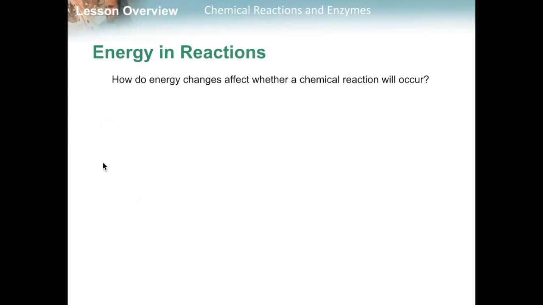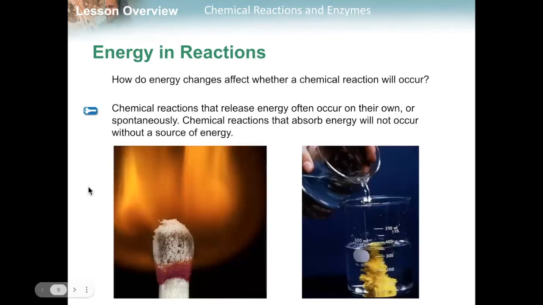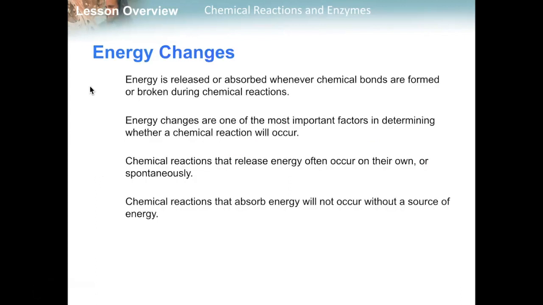How do energy changes affect whether a chemical reaction will occur? Chemical reactions that release energy often occur on their own, or spontaneously, like this burning of sulfur. Chemical reactions that absorb energy will not occur without a source of energy. Energy is released or absorbed whenever chemical bonds are formed or broken during chemical reactions. Energy changes are one of the most important factors in determining whether a chemical reaction will occur.